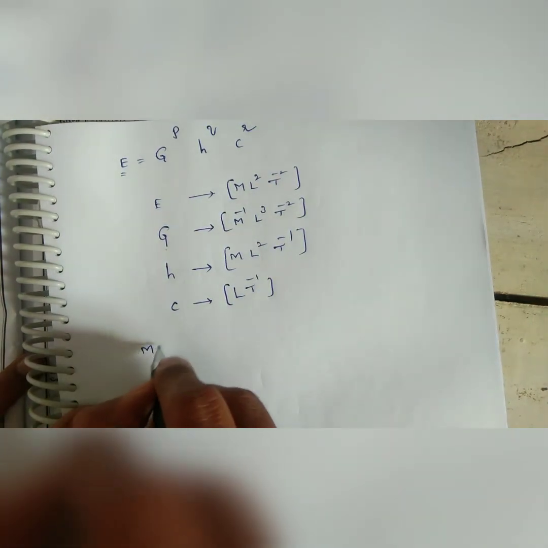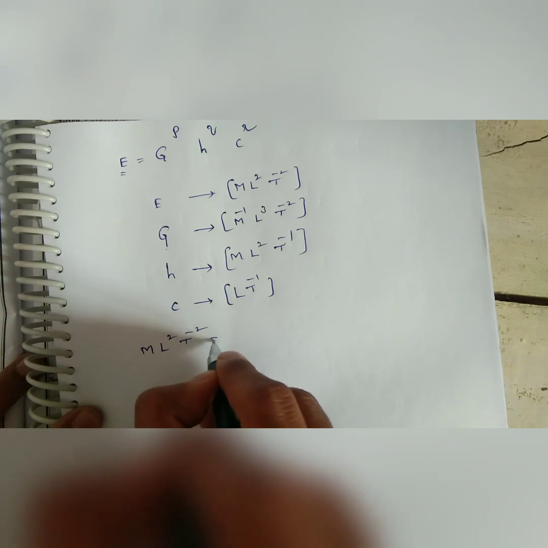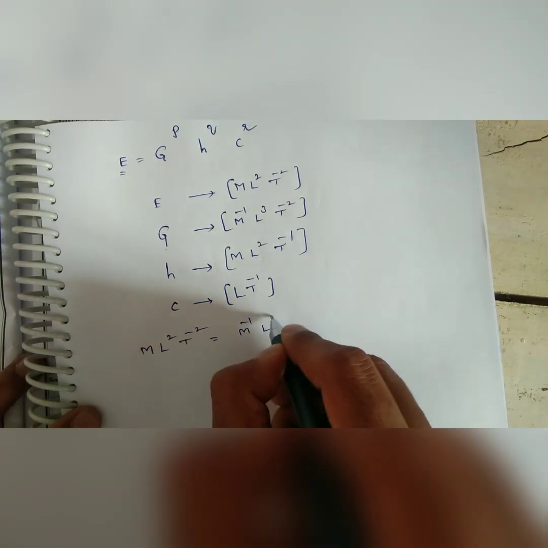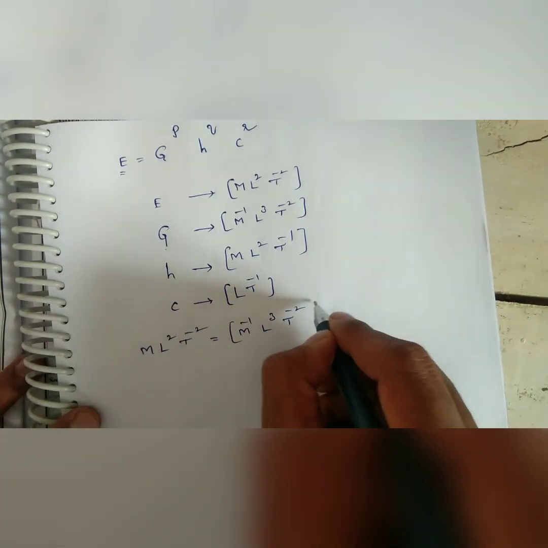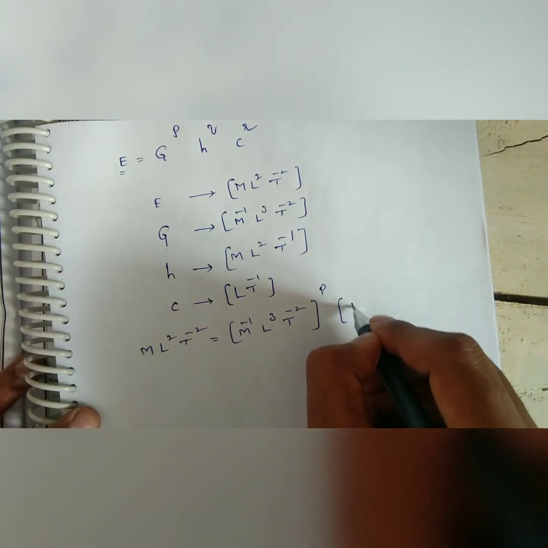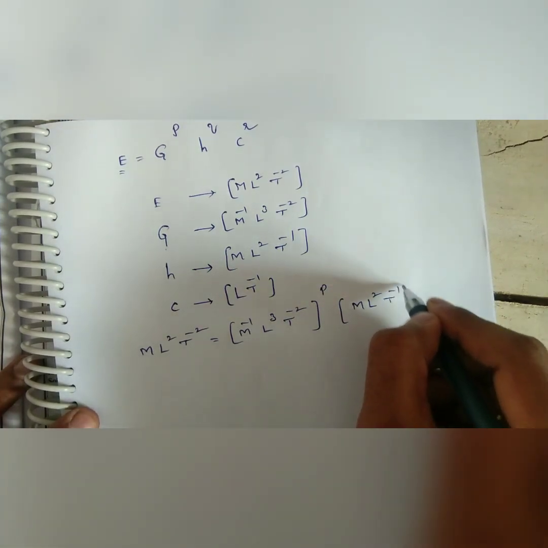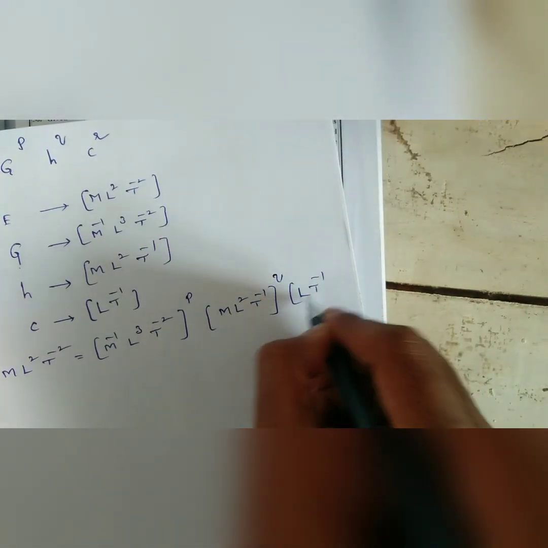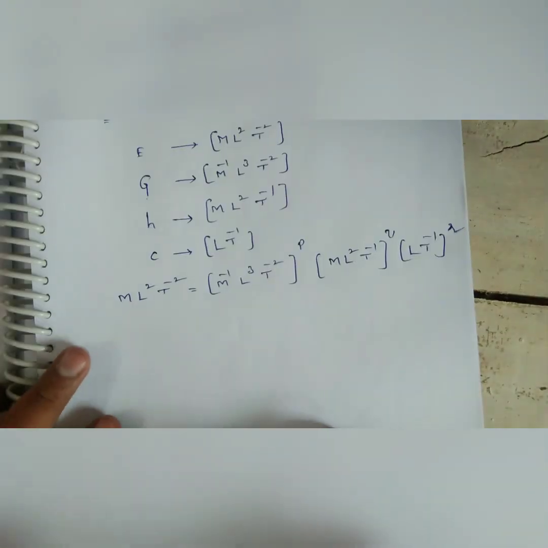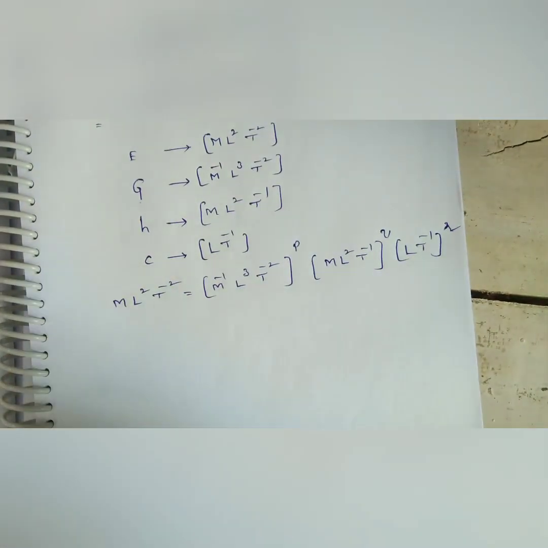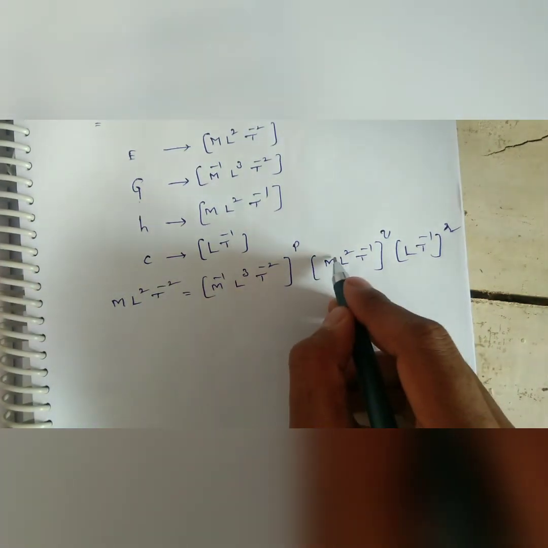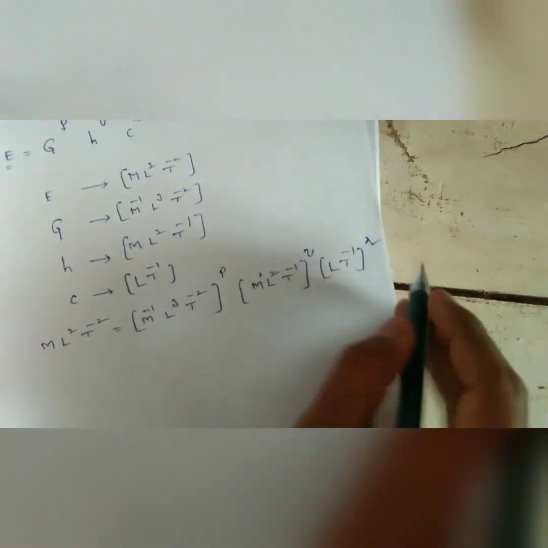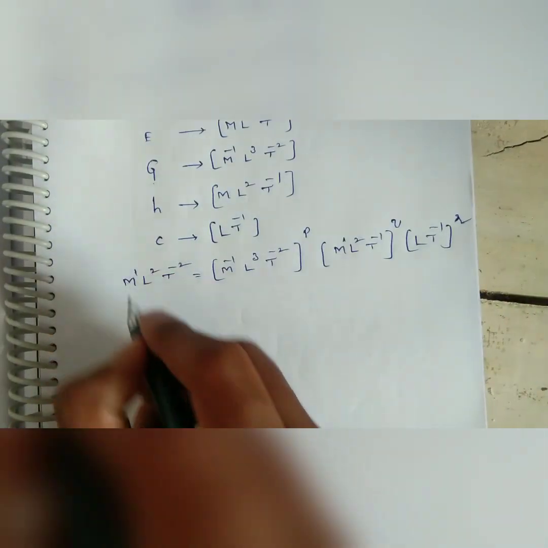Substitute all these things in this equation. Then ML square T minus 2 is equal to M power minus 1 L cube T power minus 2 whole power P, ML square T minus 1 whole power Q, and for R, LT minus 1 whole to the power of R. So now for M: minus 1 into P, minus P; here 1 into Q, plus Q. Here there is no M.